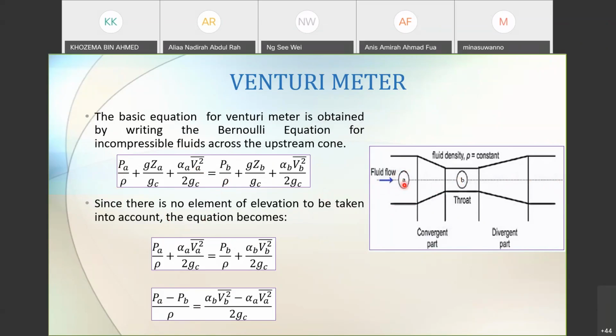Now since point A and point B are at the same level, there is no elevation element. So we can say that the terms ZA and ZB are equal to 0. After we have eliminated both of these terms, we can rearrange the equation. We bring the pressure terms to one side and the velocity terms to the other side. So this equation becomes (PA − PB)/ρ = (αB vB² − αA vA²)/(2 gc).